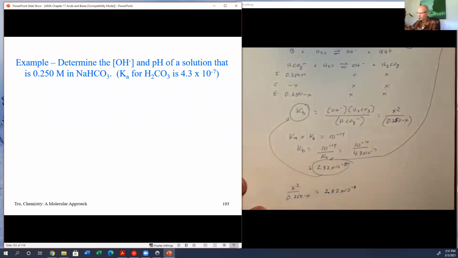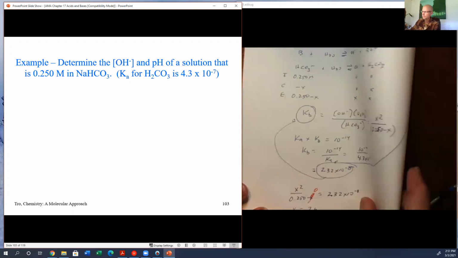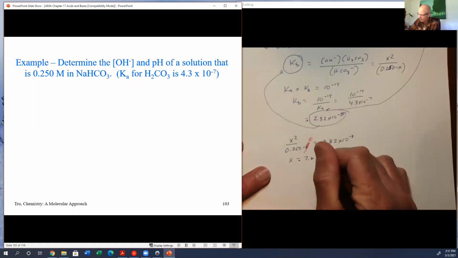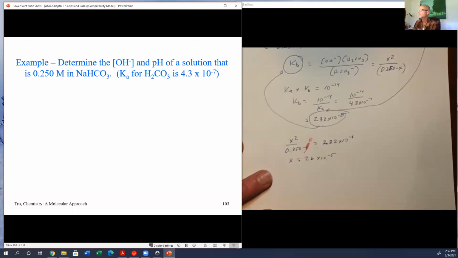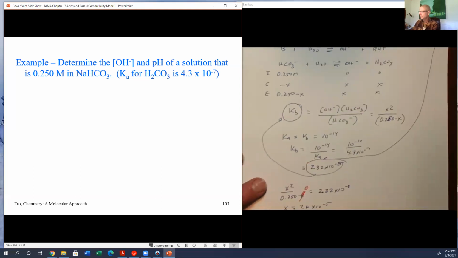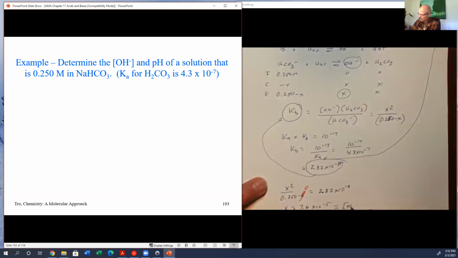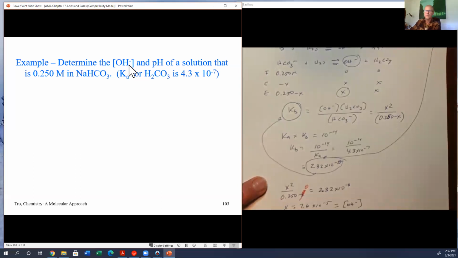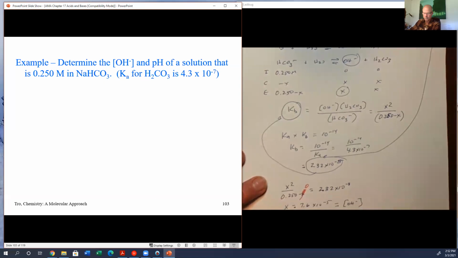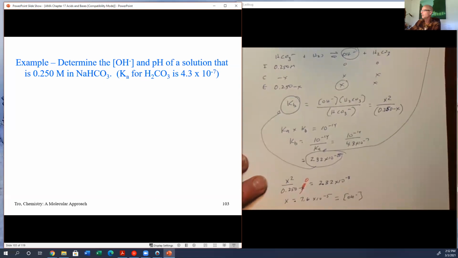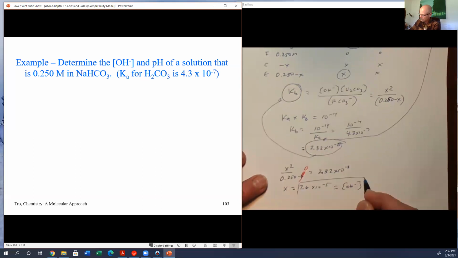Okay. So what do you think? Can I make the x a small approximation? Yep, because that's a pretty small number. So I can make the x a small approximation and solve that for x. X comes out to be 7.6 times 10 to the minus 5. Now I go back to my ICE table and I see that x is equal to the concentration of OH minus. That's one of the things it was asking for. So there's one of my answers.